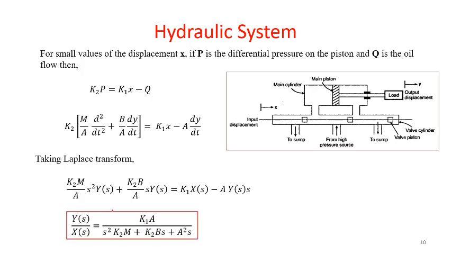Next, we need to write it with respect to the output displacement and the input displacement. As I have told you, the input will be X, which comes via the spool movement. So we get Y of S divided by X of S equal to K1A divided by S into (S square K2M plus K2B S plus A square). This is the transfer function for the given hydraulic system.